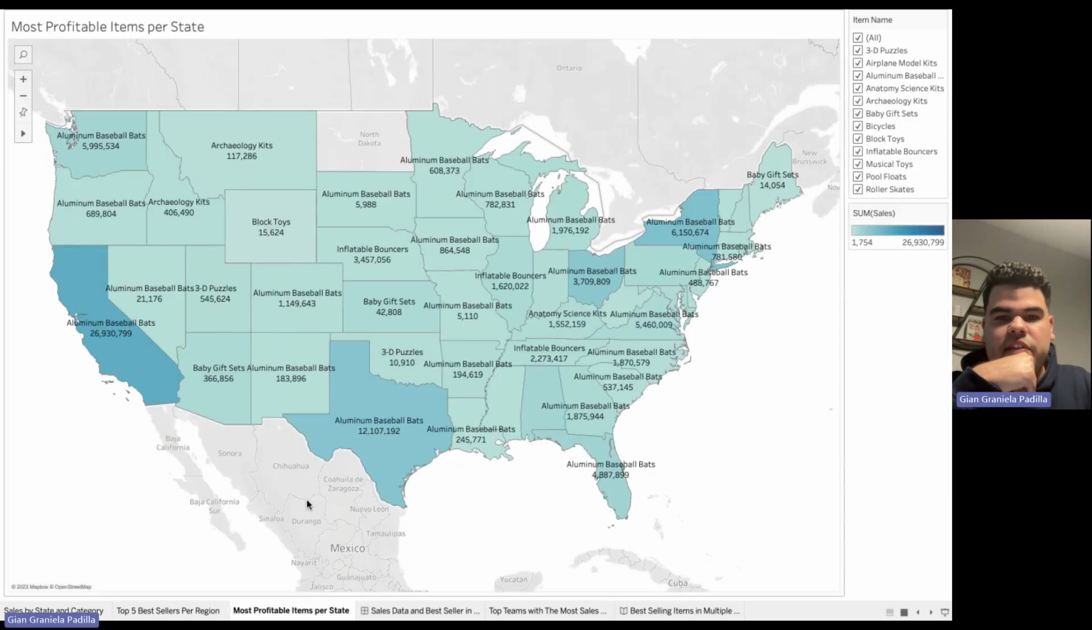And then I thought about what were the best performing items per state. So for the third worksheet, I did a map, because it's the best way I can visualize how the items are performing in each state. And for the map, I highlighted the best selling item for each state. Here I have different colors for the different states, and the darker they are, the higher the sales were.